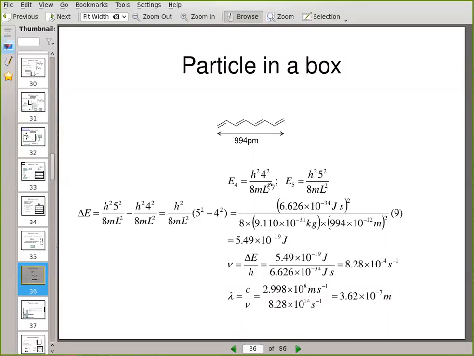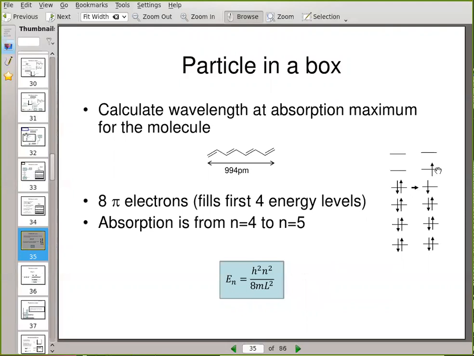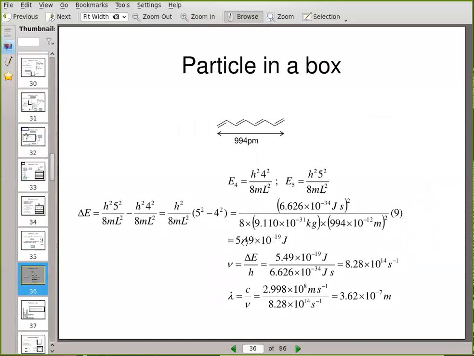So you can see that in that equation, I calculate E4, where I put n equals 4, and E5, where n equals 5. You find those two values, I've done that, and then you subtract them from each other, and the difference I get is 5.49 times 10 to the minus 19 joules. So we know that the difference in those two energy levels between 4 and 5 for that particular situation is 5.49 times 10 to the minus 19 joules.